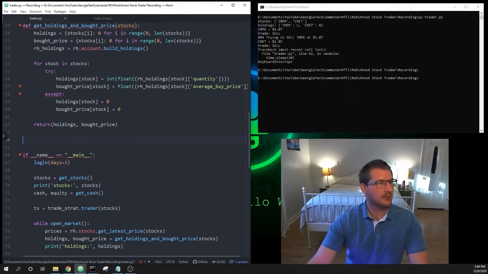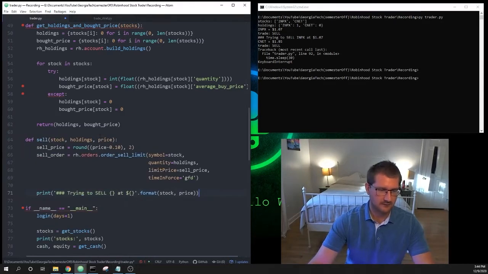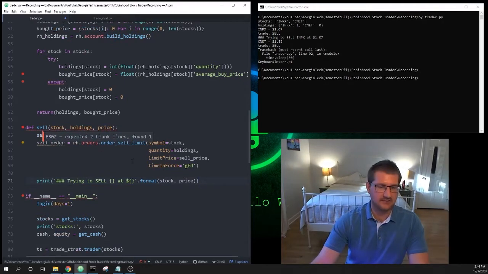And we will import from my file up here. Okay. So what we have is def sell. This is the function that is going to sell our stocks, whatever stock we tell it to sell. And we have to pass the attributes of stock, holdings, and price.